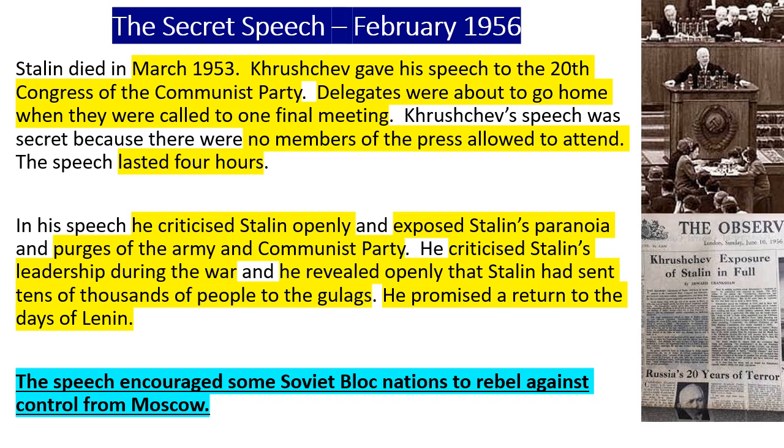Okay, it was called the secret speech because no one was allowed to know about it, but of course, people around the world, security services knew about it pretty quickly. This speech is significant because it encouraged some member states in the Soviet bloc, those buffer states, to think, hang on, if we're going to have some freedom here, if he's not going to carry out any purges, maybe it's time for us to break free and go it alone.